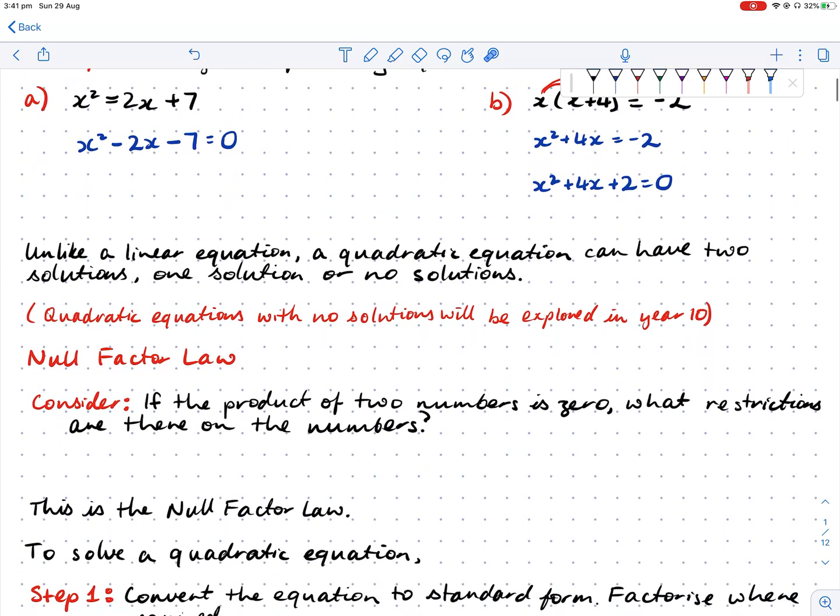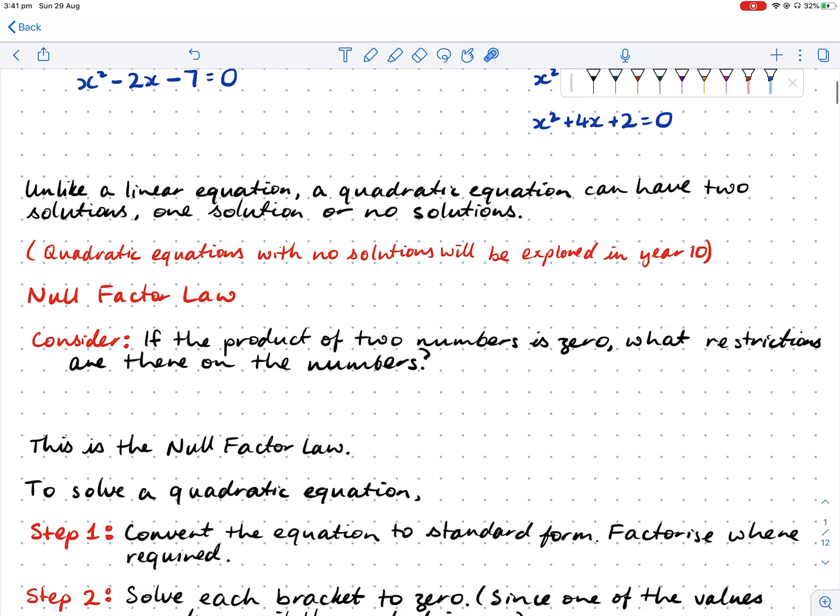All right, there's a special rule that we use when solving equations, and it's called the Null Factor Law. What I want you to think about is, if I know that two numbers multiply to give 0, what sort of possible values can you have for those two numbers? If they multiply to equal 0, what's special about the pair of numbers we need to work with?